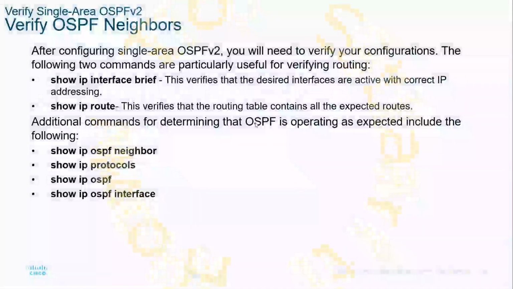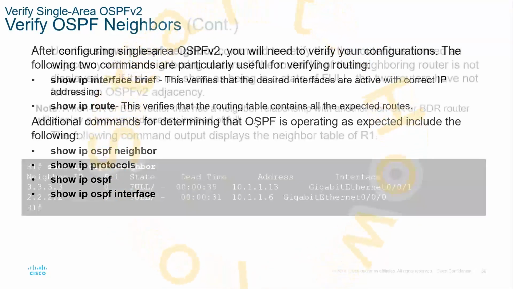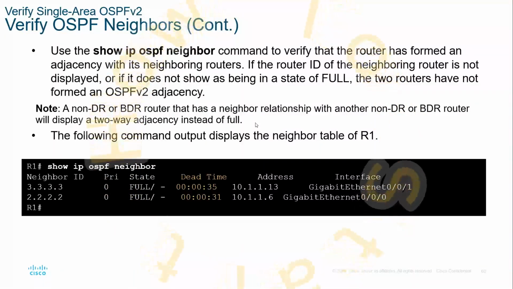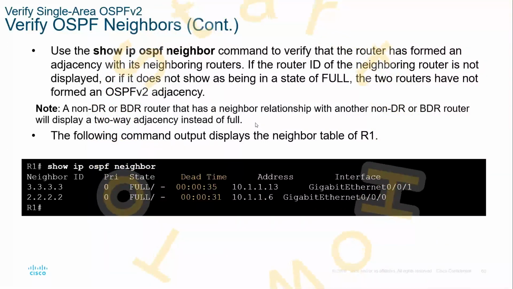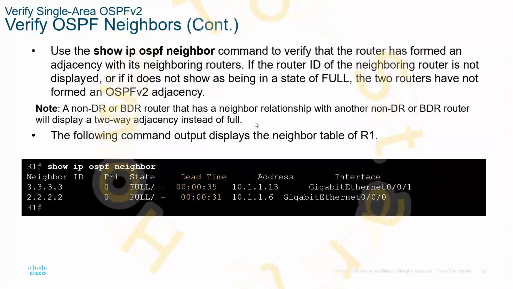2.6 is about verifying single area OSPFv2 and a review of those show commands. Again, show ip ospf, show ip ospf neighbor, show ip protocols, and show ip ospf interface. These will all give us very specific information that we need to understand when we're looking at and troubleshooting OSPF. So show ip ospf neighbor will verify the router has formed adjacencies, and it will give us our router IDs, our states, our dead times, and our addresses. And if we have priorities set, it would give us those as well.